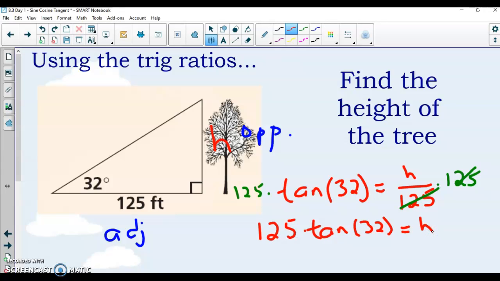Now we're going to have our calculator do the work for us. If you have a scientific calculator, you're going to type in as you see it. So 125 times, hit the tangent button, enter your angle measure of 32 and hit equals.